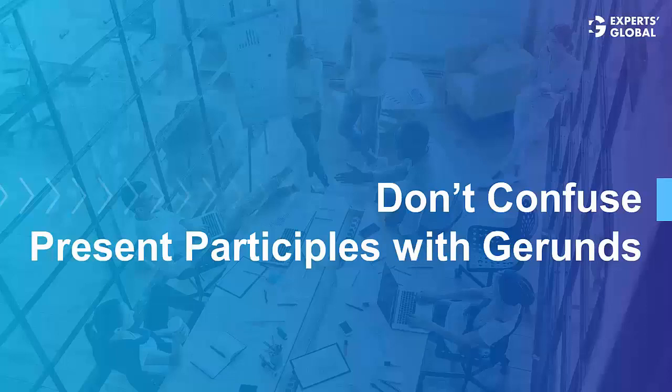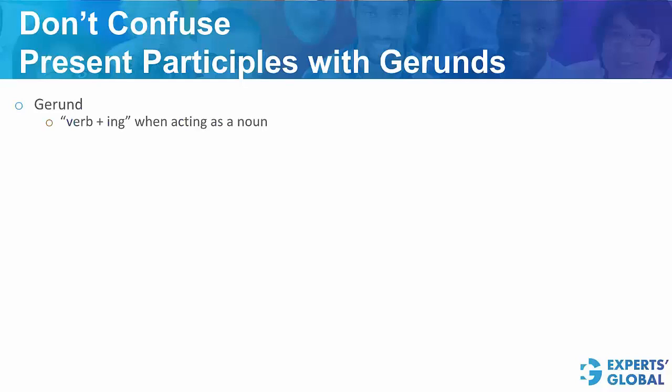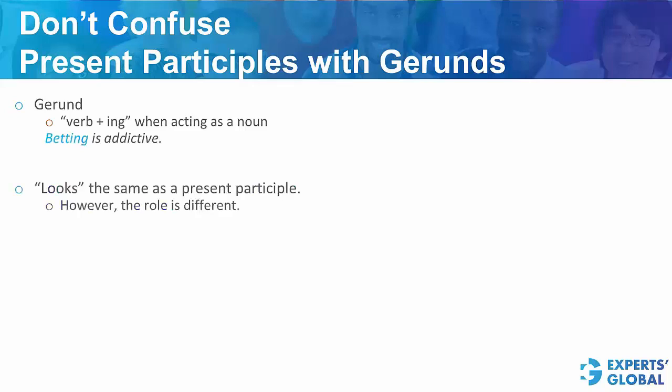Please don't confuse present participle with gerunds. Gerunds are verb plus ing acting as a noun. For example, betting is addictive. Gerund looks the same as a present participle. However, the role of a gerund is very different.